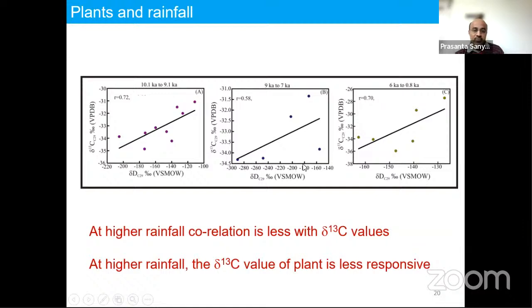When you have very high rainfall, if you see the correlation in these 3 plots, we have 0.72, 0.58, and 0.70. So the correlation between the carbon isotopic composition and the hydrogen isotopic composition is actually lowest here. This lowest correlation we are getting when the rainfall was maximum. So what we interpret from here is that if you have very high rainfall, maybe the carbon isotopic composition of the plant is less responsive.